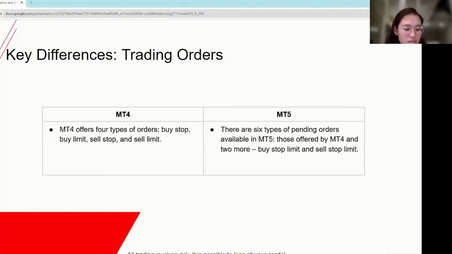Next is trading orders. So MT4 offers 4 types of orders: the buy stop, buy limit, sell stop, and sell limit. Whereas MT5 offers 6 types of pending orders. So there are those that are offered by MT4 and 2 more: the buy stop limit and sell stop limit.